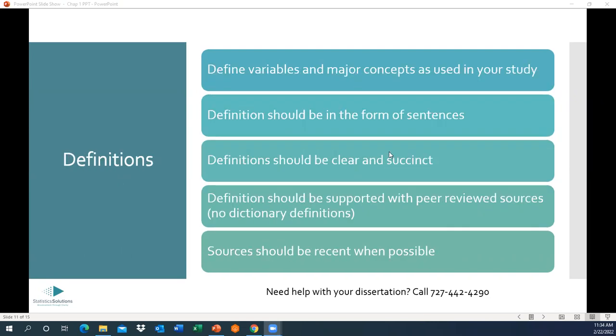Oh, and just real quick, all you need to introduce this section, sometimes you don't even need an introduction. If you do, it's usually one sentence. The following terms are defined for use in the study, period. And then just go into the definitions.